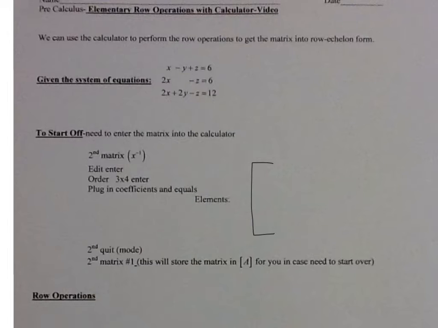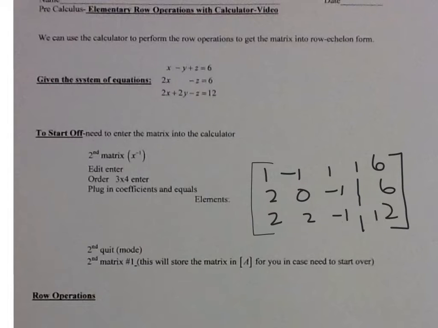So we should have 1, negative 1, 1, 6, 2, 0, negative 1, 6, 2, 2, negative 1, and 12.